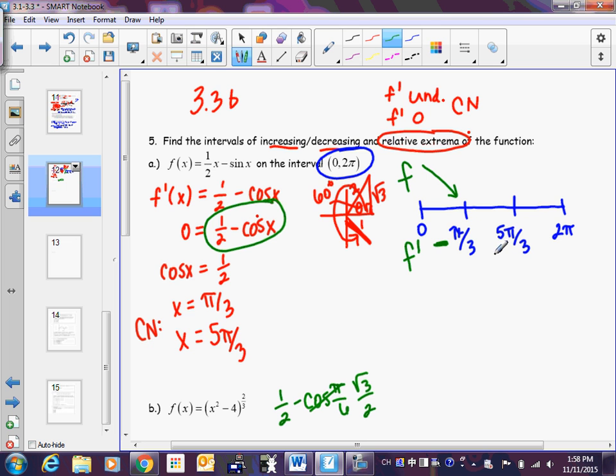And then you keep going. What's something in between pi over 3 and 5 pi over 3? You have a lot of options here: 2 pi over 3, 4 pi over 3, pi even. So now we go off to the side for scratch work. What's cosine of pi?